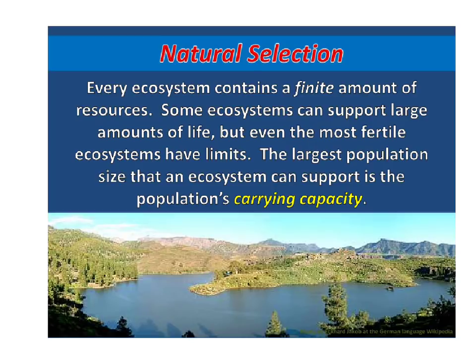Okay, so now we're going to talk a little bit about natural selection and diversity. This is an idea that we have already talked about when we talked about ecosystems and food webs. Every ecosystem contains a finite amount of resources. Some ecosystems can support large amounts of life, but even the most fertile ecosystems have limits. The largest population that an ecosystem can support is the population's carrying capacity, and that's a definition that you will have to provide on your notes.